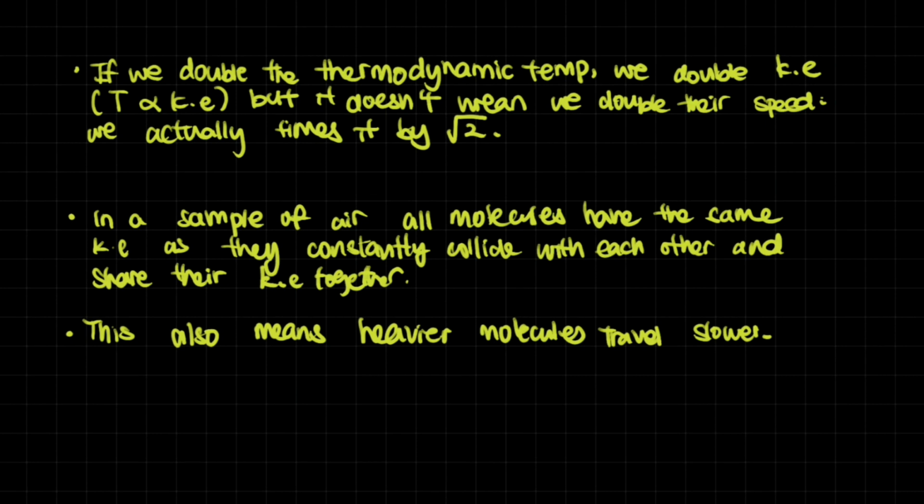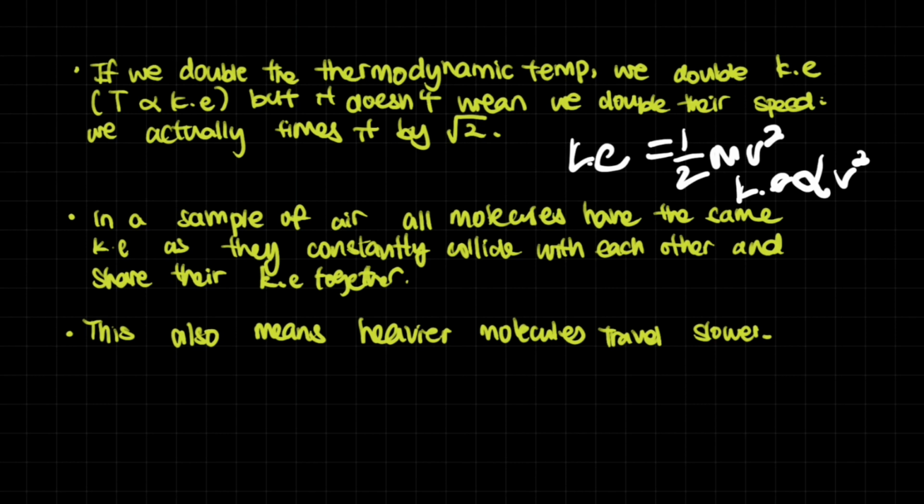Now, finally, if we double the thermodynamic temperature, then that means that we're going to be doubling the kinetic energy, because the temperature is directly proportional to kinetic energy, but it doesn't mean that we're doubling their speed, and that's very important because kinetic energy is 1/2 m v squared. So KE is only directly proportional to v squared, not v as a whole. So actually, we're going to multiply the speed by square root 2. So that's something to remember.